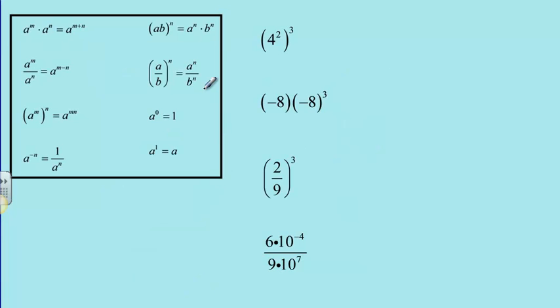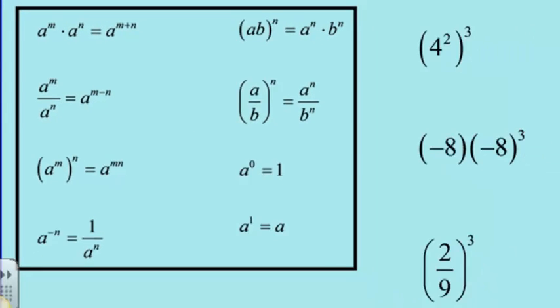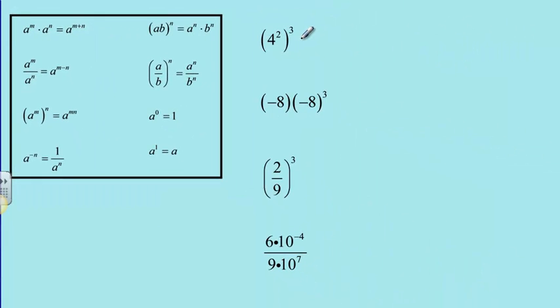So I shrunk it down, put them over here. We're going to use that as reference, but we're going to work with these over here. And right now you can see that we have 4 squared to the third power. Well, this is a power to a power property, just like we have right here. Anytime we have a power to a power, we multiply those exponents. So 2 times 3 is 6. So now we're looking at 4 to the 6th.